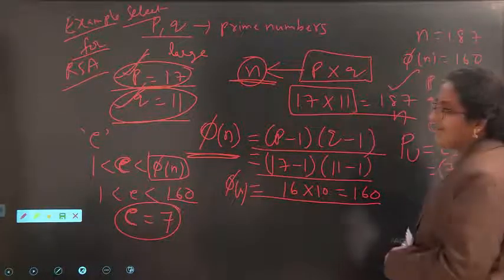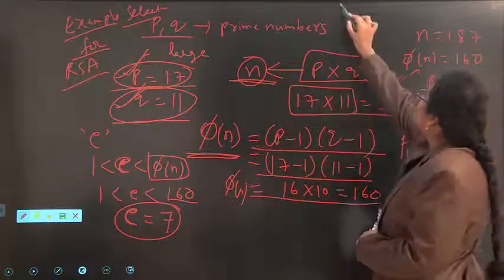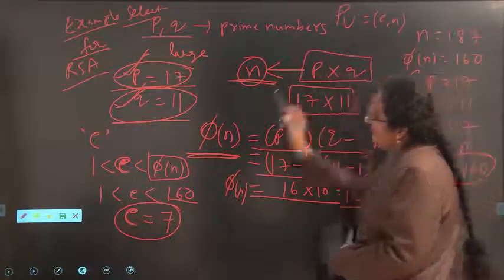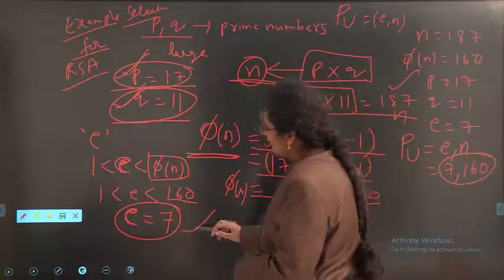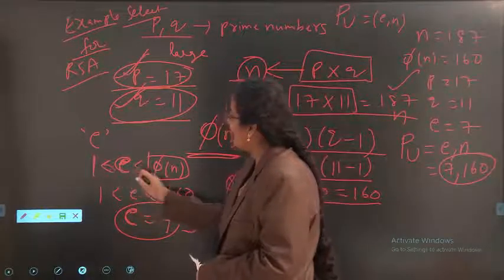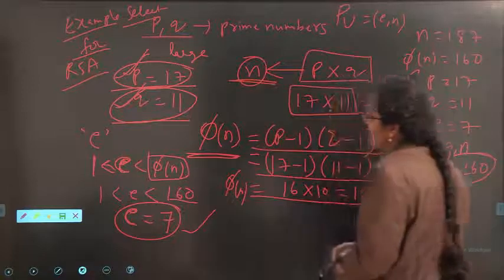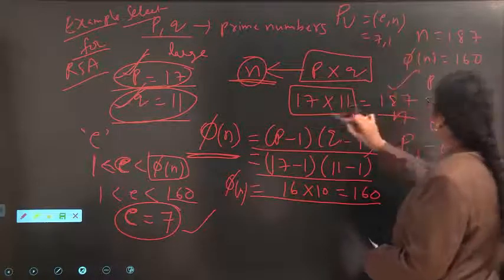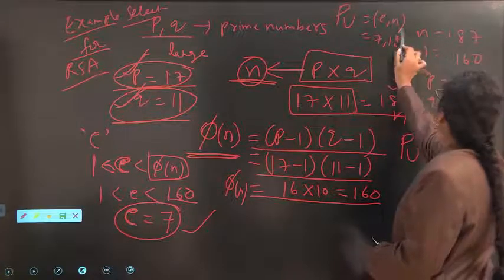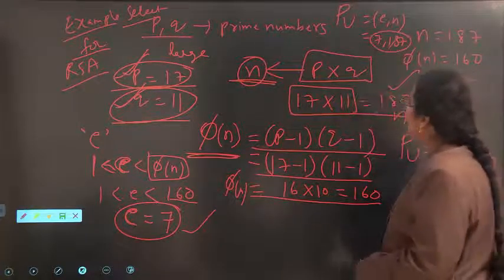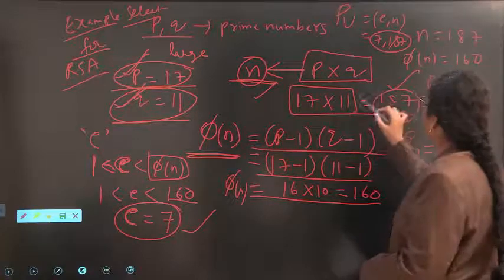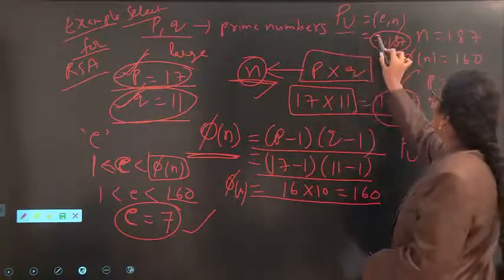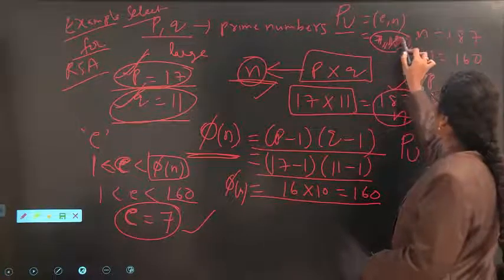What is the public key? Because the public key is represented with PU, it is e comma n. I have selected the e value as 7 because it should satisfy the condition 1 less than e less than phi of n, and phi of n is 160. So the e value is 7 and the n value is 187. So e is 7, I decided. The public key PU equals 7 comma 187.